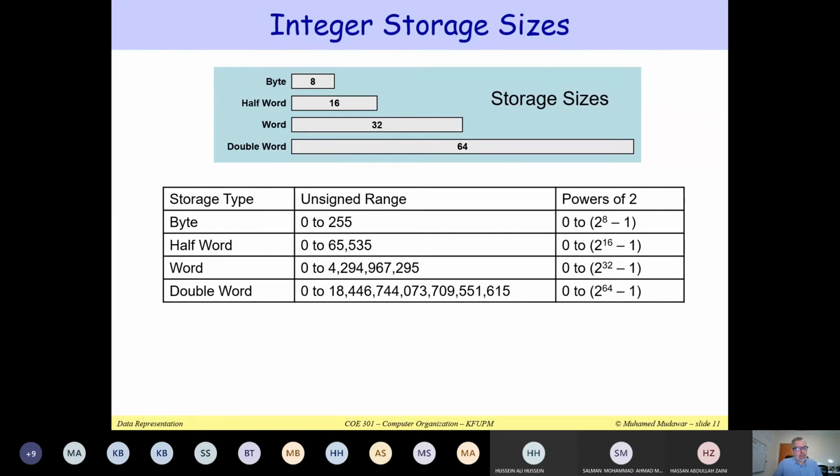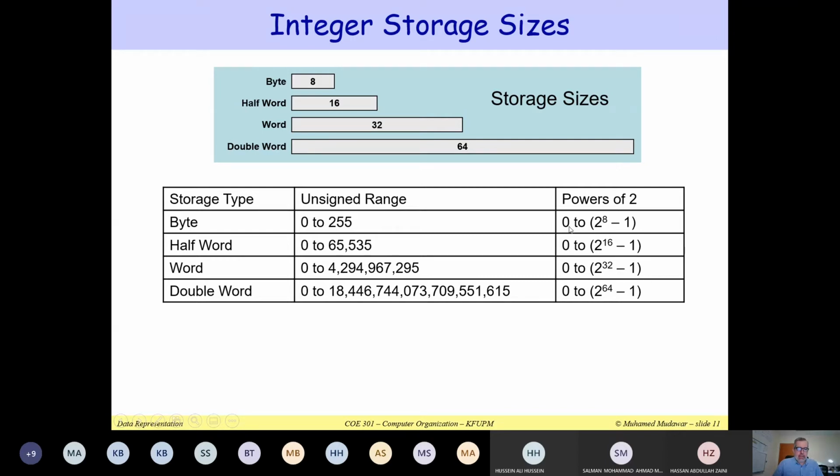For example, if you are dealing with floating point numbers, you can have double precision floating point numbers, which are double words. It means that it will occupy 64 bits, and it requires a pair of registers to store a 64-bit number. So 64 bits means 8 bytes. Now, depending on the storage type, you can define the unsigned range. I'm showing here the unsigned range, but you can also define the signed range if you are dealing with signed integers. Notice how the range grows exponentially depending on the number of bits.